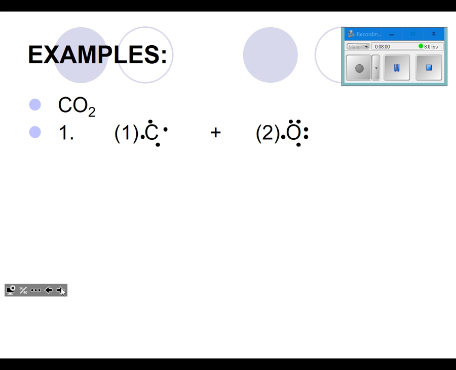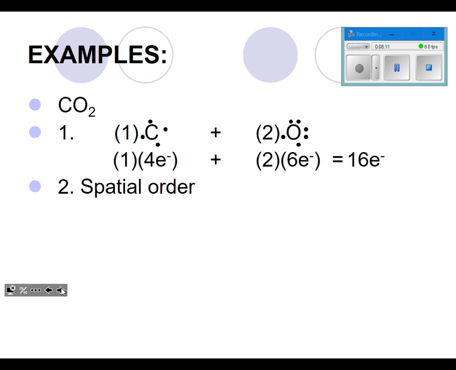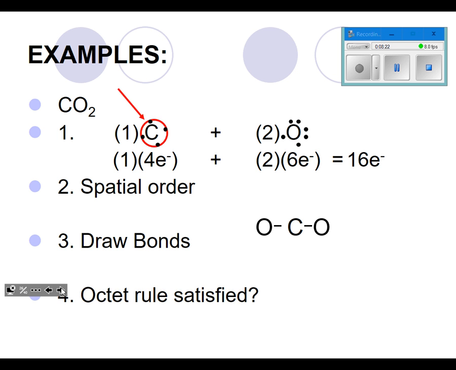CO2. Carbon has 4. Oxygen has 6. So 1 times 4 and 2 times 6 gives me 16 electrons. Step 2, spatial order, the one with the fewest is carbon. So carbon goes in the middle, and we space oxygen on either side. Step 3, draw the bonds. So we draw a single bond between each. Then step 4, the octet rule. So oxygen only has 2. It needs 6 around it to make 8. So we're going to put 6 dots. Carbon had 4, so it needs 4 dots around it so that it could have 8. Now, that satisfies the octet rule.